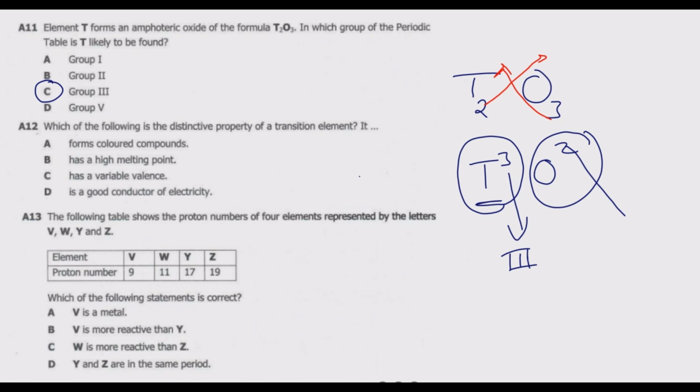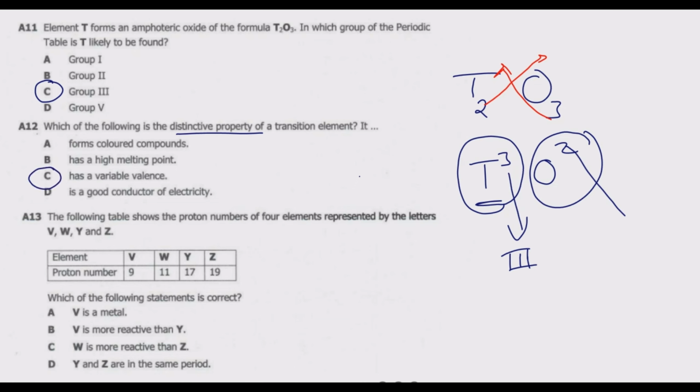Look at question 12. Which of the following is the distinctive property of transition elements? So we're looking for this distinctive property. A, forms colored compounds. Yes, they do. B, has a high melting point. Yes, just like metals. C, has a variable valence. Yes. D, is a good conductor of electricity, just like main metals. So what you notice here, we're looking for a distinctive property. So that distinctive property is C.